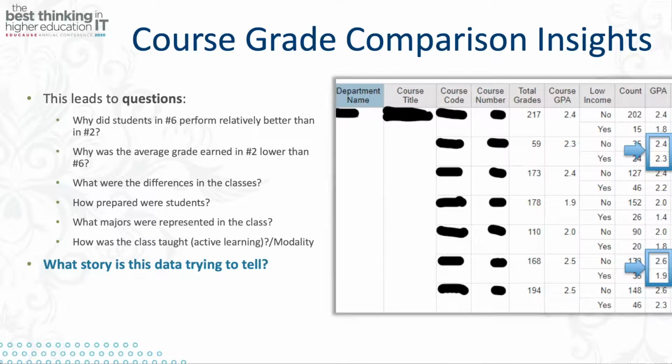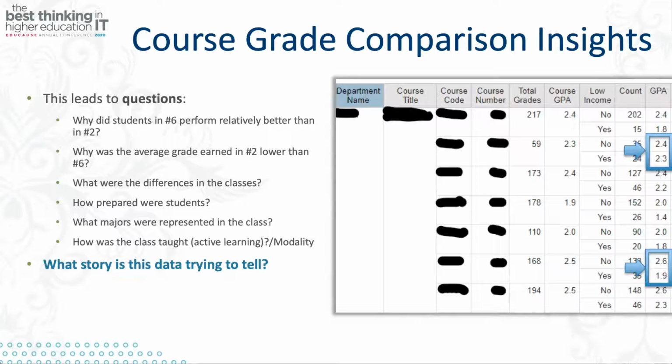So that leads, of course, to the question, why did students in that 6th section perform relatively better than in Section 2? So the other thing I want to point out is that in Section 6, there's a large gap, but their course GPA was a 2.5. The one with the small gap had a lower course GPA of a 2.3. So smaller gap, but lower overall GPA. Larger gap, higher overall GPA. So why was that average grade earned in 2 lower than 6? What were the differences in these classes? How prepared were the students?